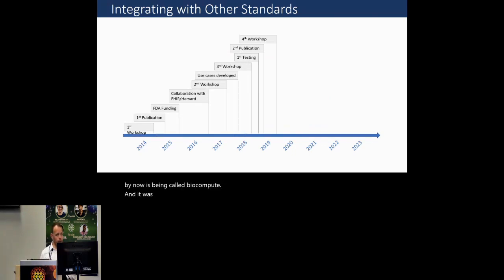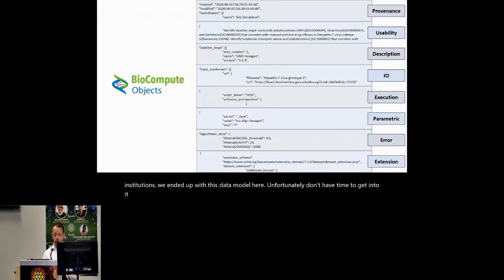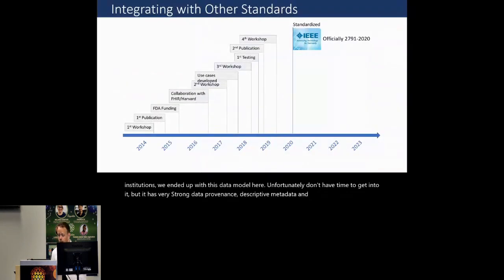So lots of meetings, lots of discussions, lots of planning to sort of formalize the problem statement and the goals and the sub-goals and so forth, lots of publications. And so after input from hundreds of individuals across dozens of institutions, we ended up with this data model here. Unfortunately, I don't have time to get into it, but it has very strong data provenance, descriptive metadata, and user attribution. And so at the beginning of 2020, it was formally standardized as IEEE 2791-2020 through their open access project.